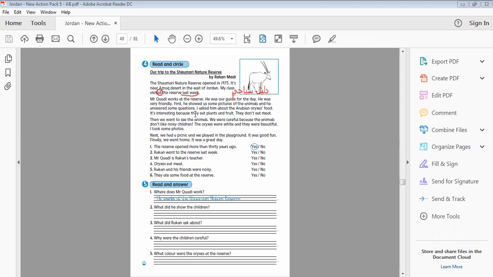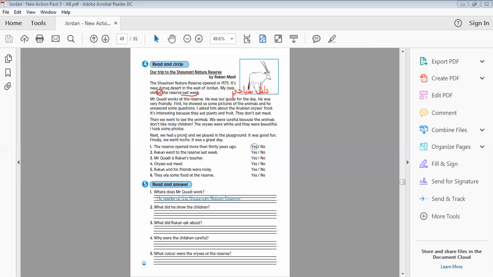It's interesting because they ate plants and fruits. They don't eat meat. Then we went, went is the past of go, to see the animals. We were careful because the animals don't like noisy children. The oryxes were white and they were beautiful. I took, here we said took is the past of take, some photos.